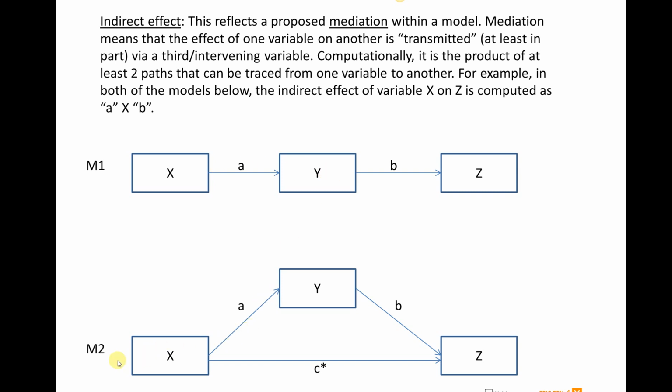In the second model, model 2 down here, we have the indirect effect of x on z flowing again through y, or at least partially through y, where we have path A and path B. So again, path A multiplied by path B would constitute the indirect effect of x on z. So in both of these models right here, the indirect effect of x on z is calculated as path A coefficient times path B coefficient.